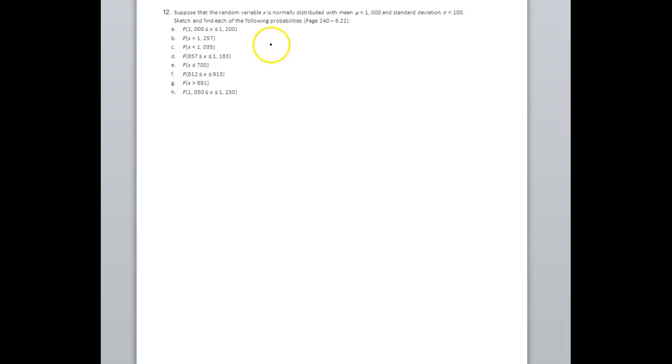Okay, so A. We're looking to find the probability that x is between 1,000 and 1,200. Okay, so the first thing that we want to do is standardize this, so we want to find what the z values are. Well, I guess the first thing we want to do is graph this, because didn't it say to sketch the probabilities?